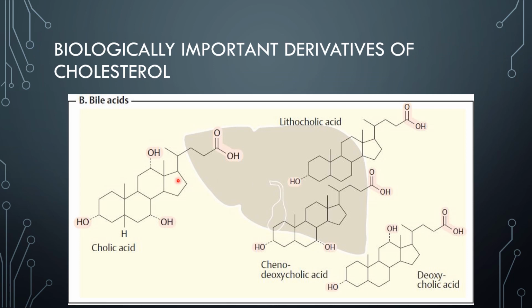Now these are the structures of bile acids. Cholic acid and chenodeoxycholic acid are the primary bile acids, while deoxycholic acid and lithocholic acid are the secondary bile acids.